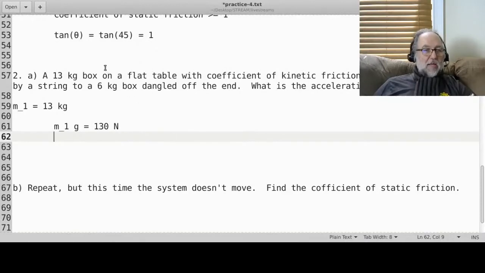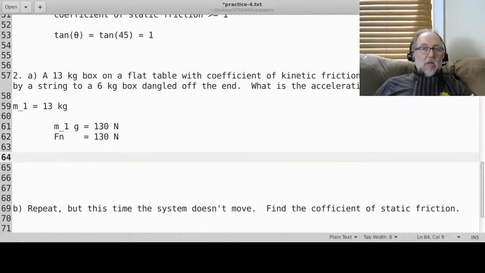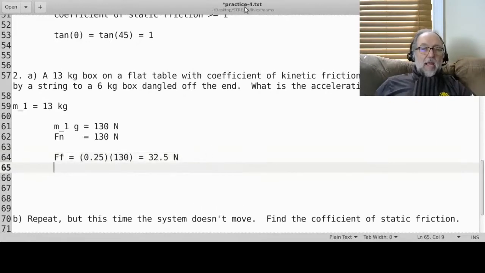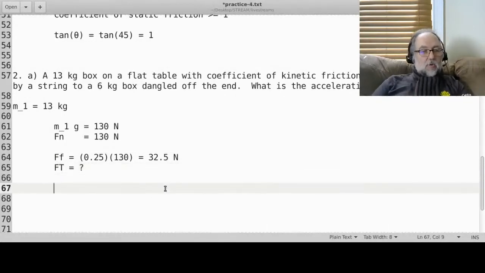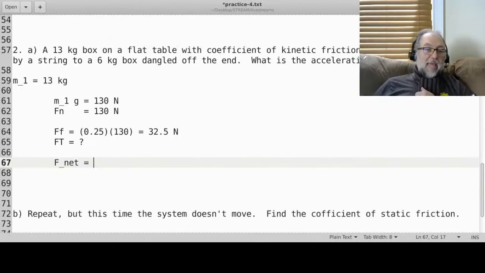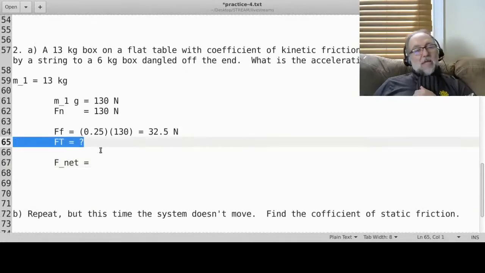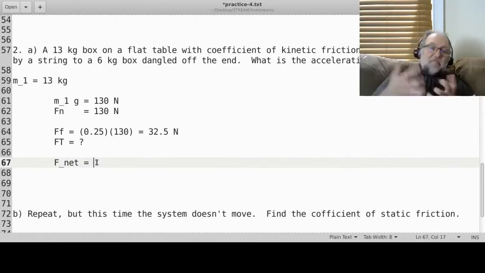Then there was the normal force, and the normal force turned out to be 130 newtons, because the two had to cancel against one another. There was also the frictional force, which we worked out to be 0.25 times 130. And there was the tension, which is just unknown. We simply do not know how big the tension is. So at this point, you could say, well, what's F net? And you might say, I can't calculate F net because I don't know one of them, but you kind of can. You can at least push F net as far as you can determine it.